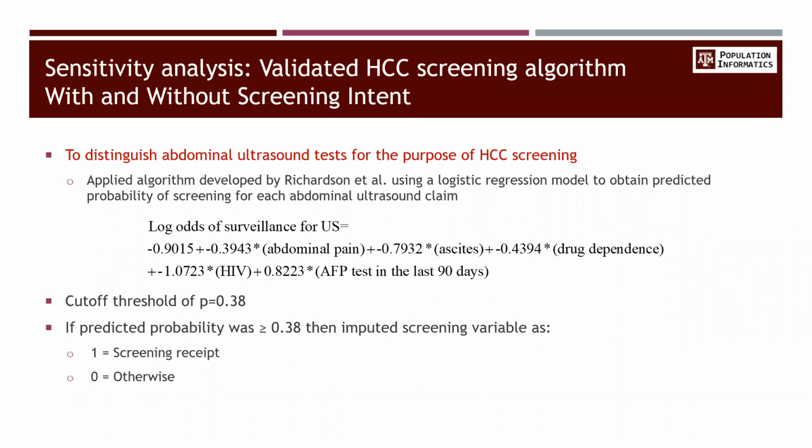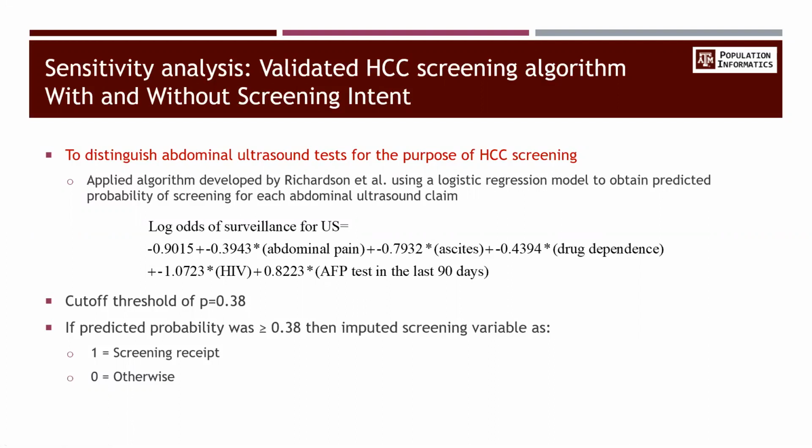But because of this, not knowing which ones are actually HCC screening, Dr. Richardson did some modeling to build a probabilistic model that says this ultrasound is more likely to be HCC screening, whereas that ultrasound is less. He used a big data set and did some logistic modeling with things like abdominal pain, ascites, drug dependency, HIV, HFE. So he built a logistic model where, if you have a claims data set with a row that says here's your abdominal ultrasound, along with all these other variables, you can put that data in and come up with a number that's the probability that we think is related to HCC screening intent, right? So that's number one.